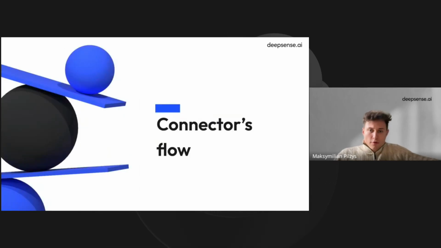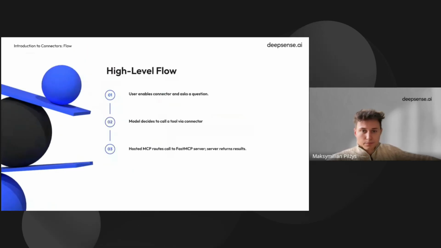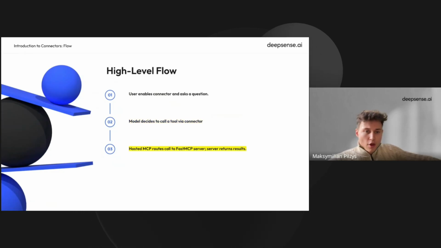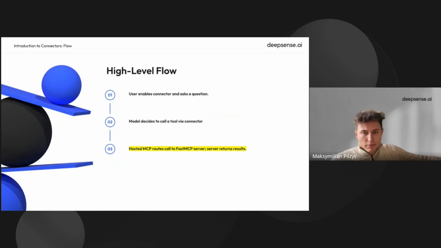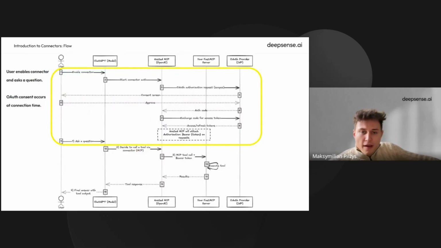So let's walk through the flow and see where OAuth and the bearer token actually fit. First, the user enables the connector and asks a question. Then the model decides to call a tool via the connector. And third, our hosted MCP routes the call to your FastMCP server that we will actually build in a second, and the server will return results. We can see it very clearly on this diagram.